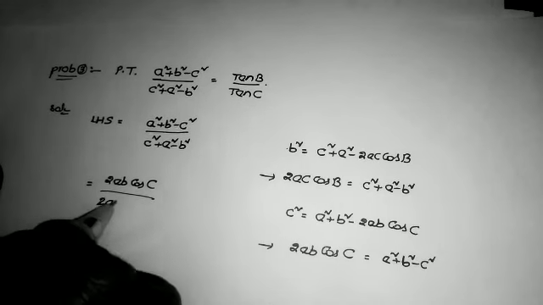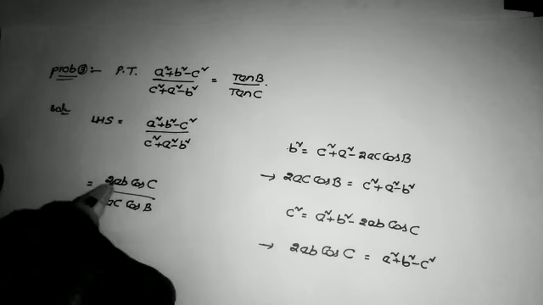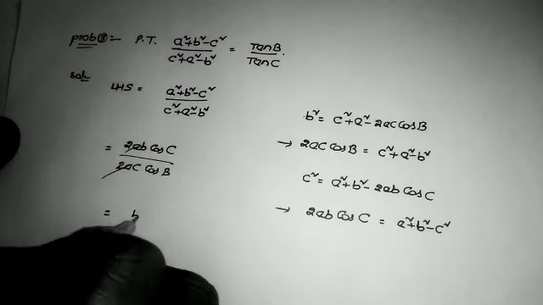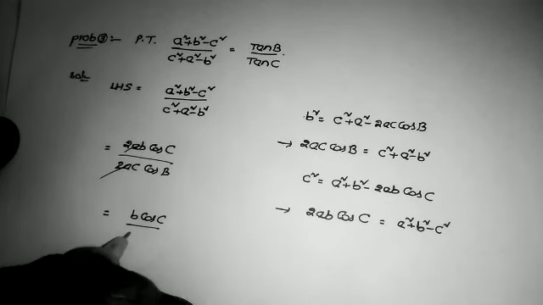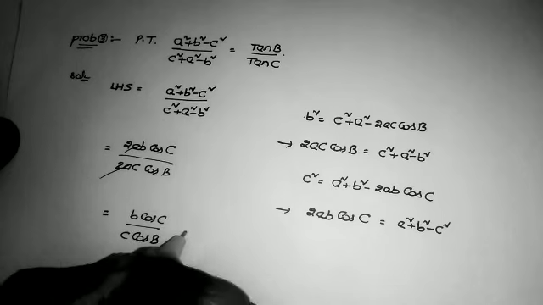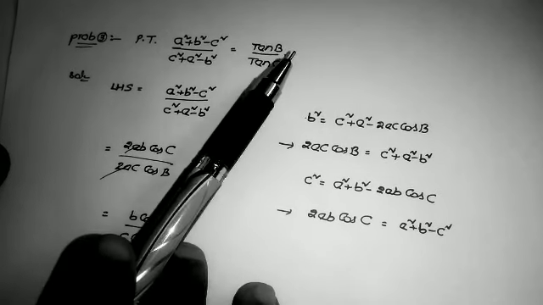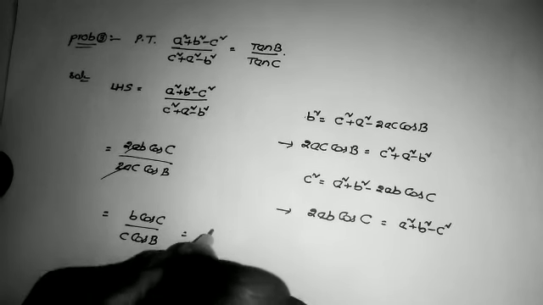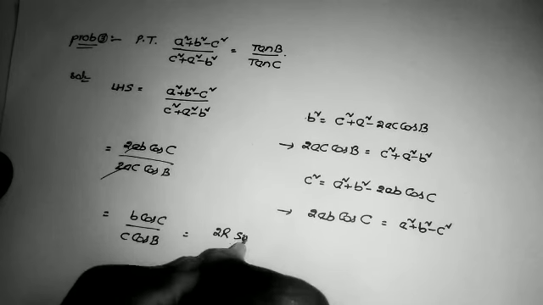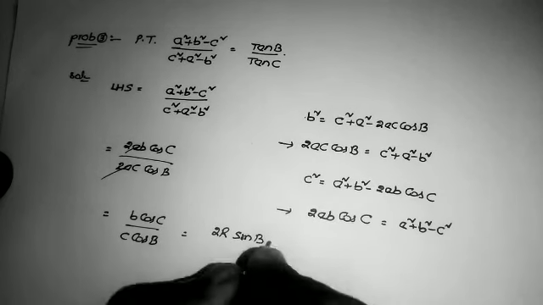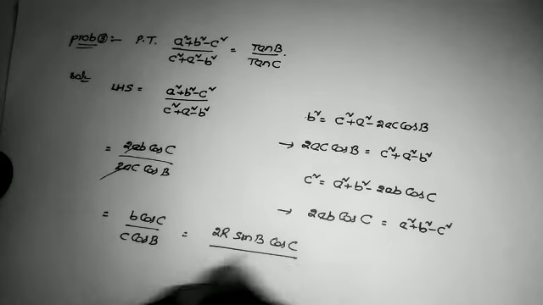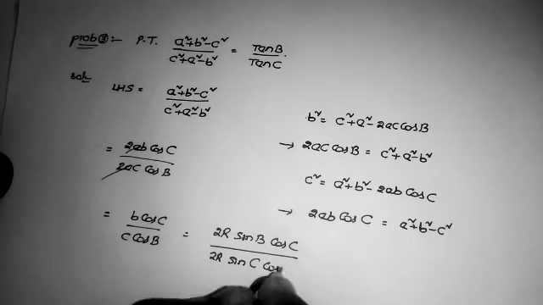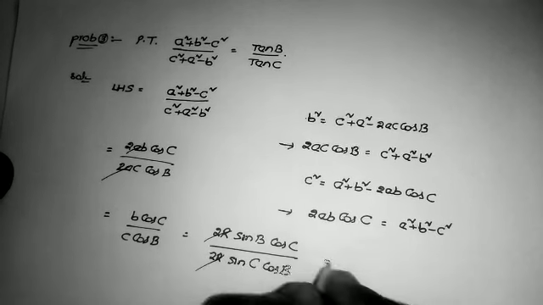Now replacing the two values in the LHS of the question. Here just cancel 2a and 2a and write the remaining values: b cos c by c cos b. But here we have the answer in terms of tan. We want the answer as tan b by tan c. That is, again here in place of b, I am applying the sine rule, that is b is equal to 2r sin b, into cos c, by here also in place of c I am taking 2r sin c into cos b. And here these two are cancelled.